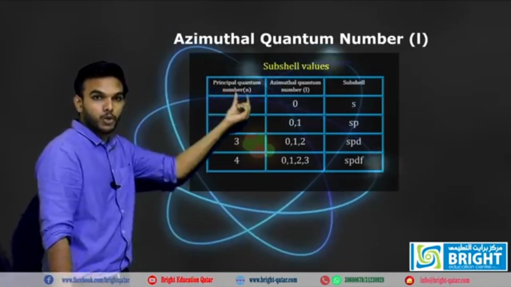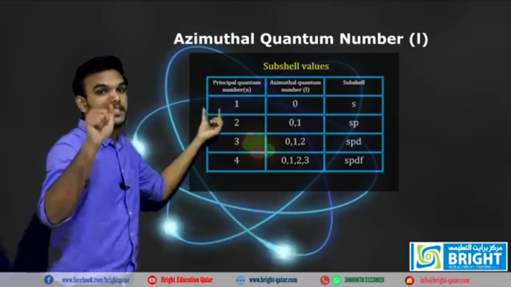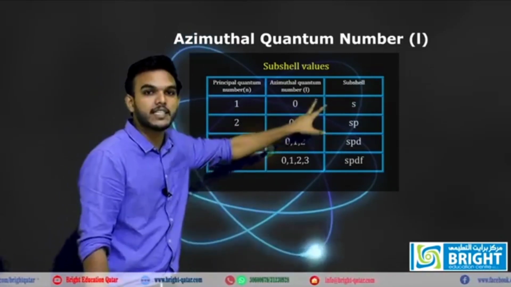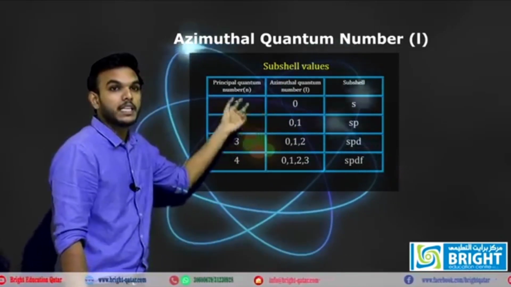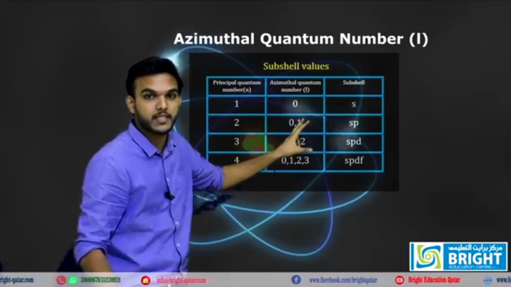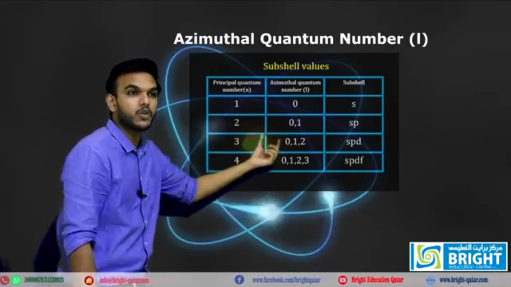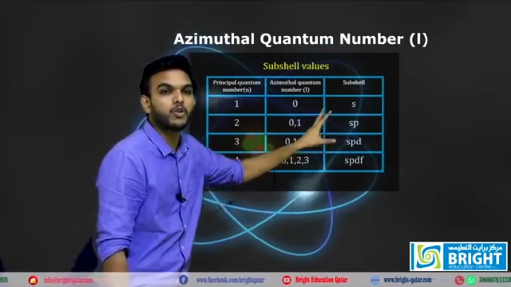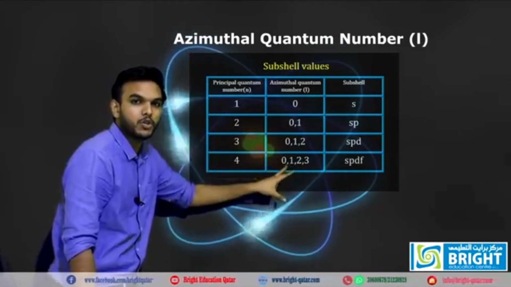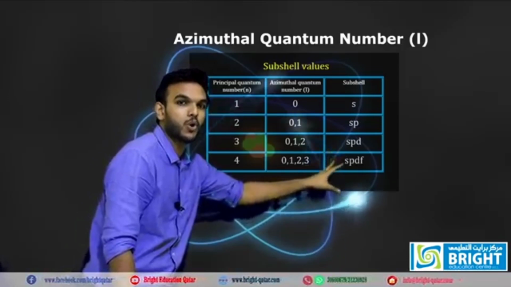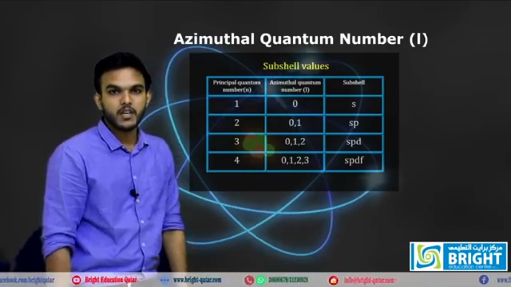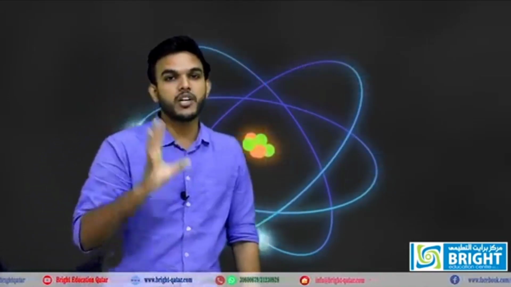If n is the principal quantum number and n is equal to 1, l is equal to 0, that is its subshell is s. If n is equal to 2, l is equal to 0, 1, that is s, p, so it has two subshells. If n is equal to 3, l is equal to 0, 1, 2, that is s, p, d. If n is equal to 4, l is equal to 0, 1, 2, 3, that is s, p, d, f. They are the four subshells. So from that we get the subshell values.